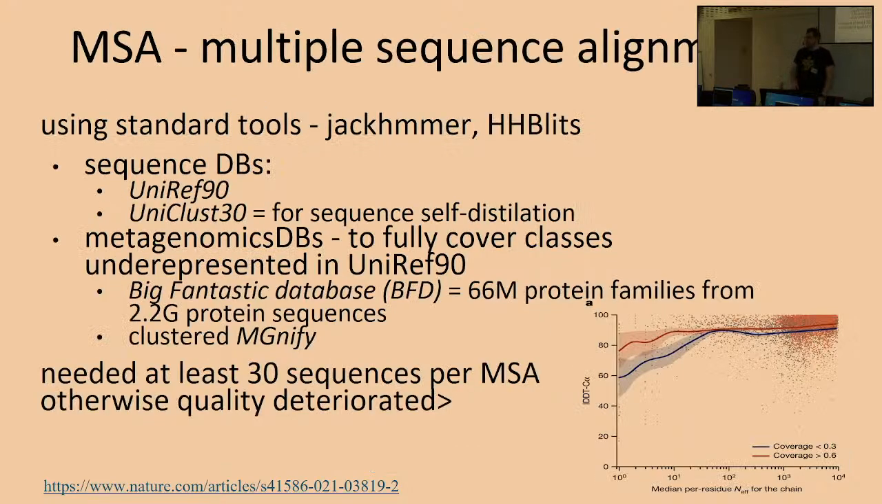Multiple sequence alignment is done by common resources using Jackhmmer and HHblits. And it's using quite huge databases, like the Big Fantastic Database of 2.2 billion protein sequences. And the quality of the model really depends on how many sequences you have. And this is also used, as I will show later, when we are trying to generate multiple conformers out of AlphaFold.